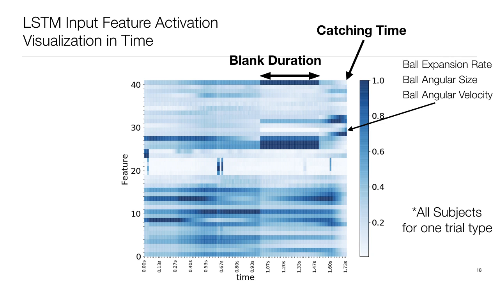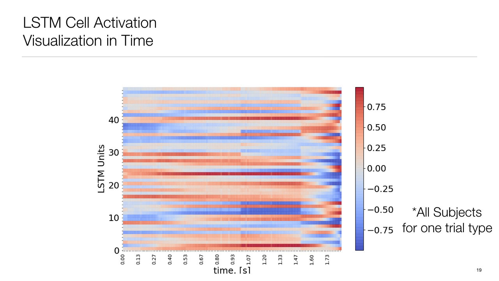This actually reminds us of previous studies in a very constrained environment, that ball expansion rate, angular velocity, and angular size are somehow determining the time to contact, which means when we would need to initiate or finalize our hand movements. This is an ongoing process.